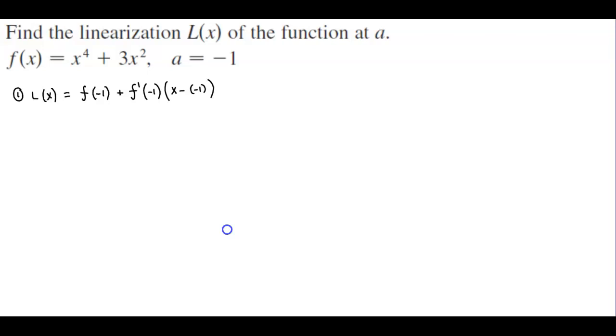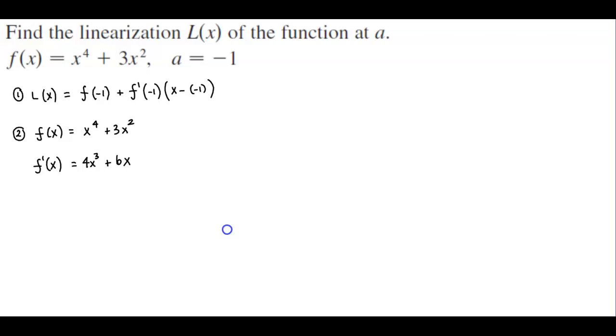And so now what we want to do is first find out what is the derivative of our function. So if we know that f of x is equal to x to the 4th plus 3x squared, then f prime of x is going to equal 4x cubed plus 6x.